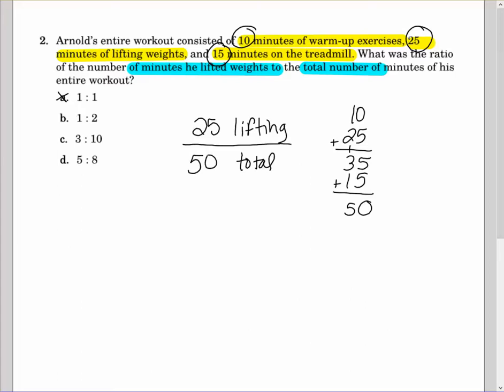What we need to do is simplify this ratio. So hopefully you already know how to simplify fractions, but essentially you're looking for the GCF of both the numerator and denominator and dividing by that. So the biggest number that goes into 25 that also goes into 50 is 25. So if we divide by 25 on each of these, we could scale that down to 1 to 2. All right, so 1 minute of lifting for every 2 minutes total that he's working out. So the correct answer on this is choice B.